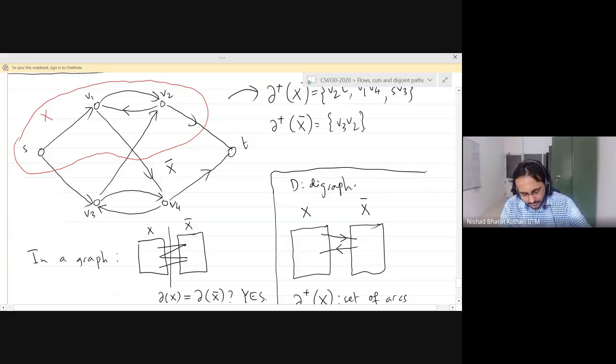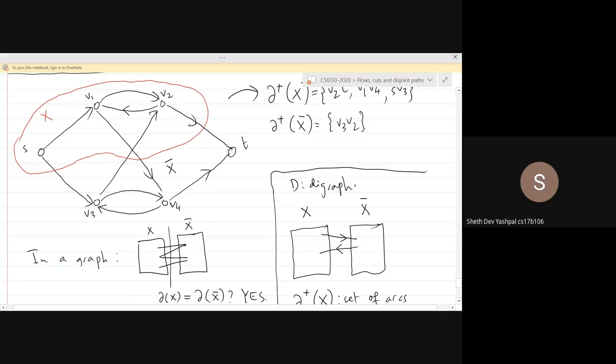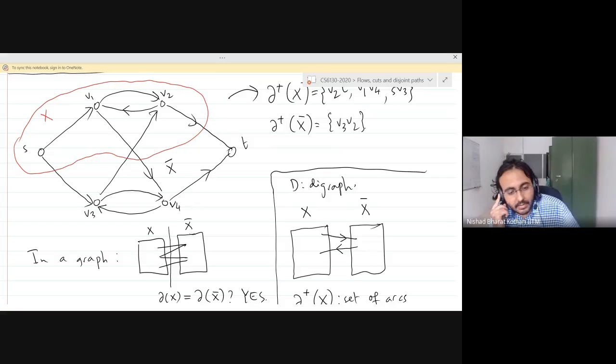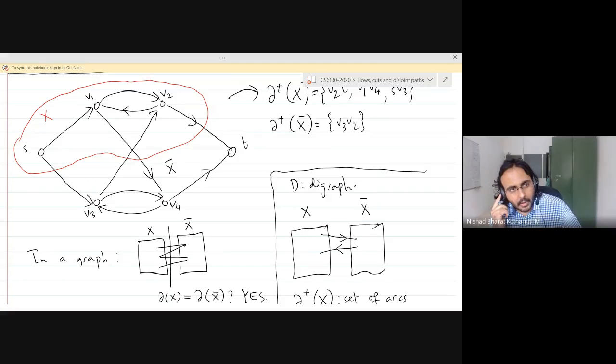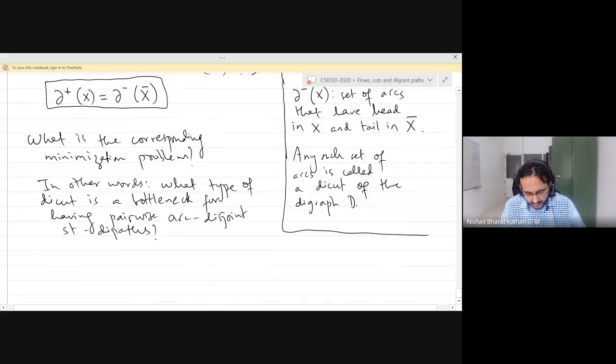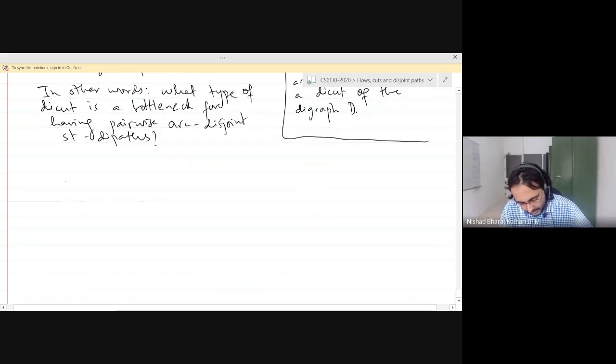Okay, what about this example? This is a very simple example. Can we say partial of x where s belongs to x and t belongs to x bar? Sorry, can you repeat that? Partial of x where s belongs to x and t belongs to x bar. By partial, you mean partial plus or partial minus or the union? Partial plus. Okay, exactly. So in fact, that turns out to be right.